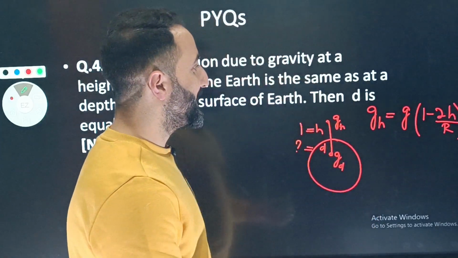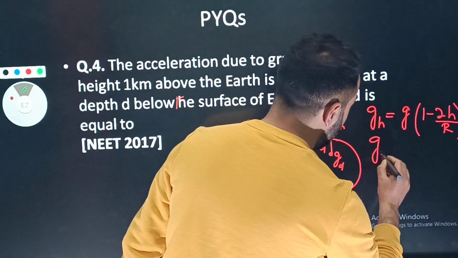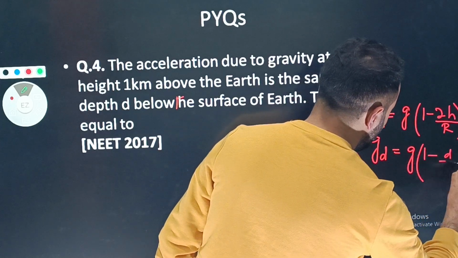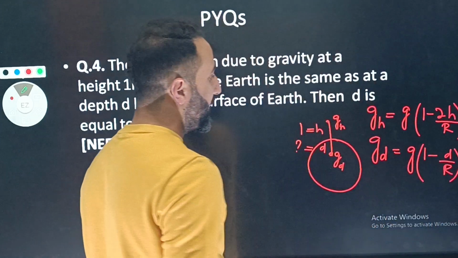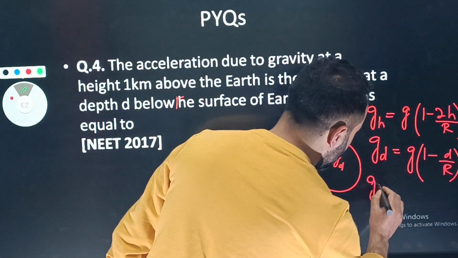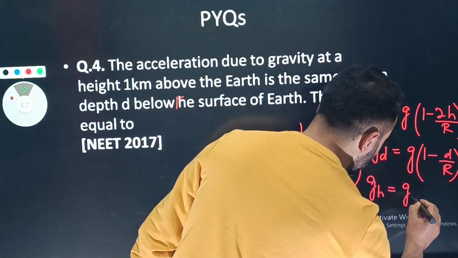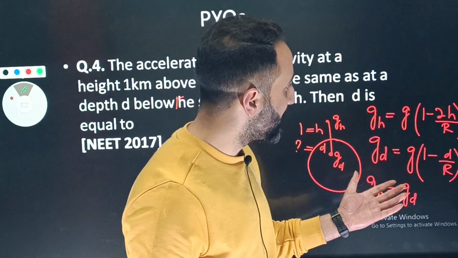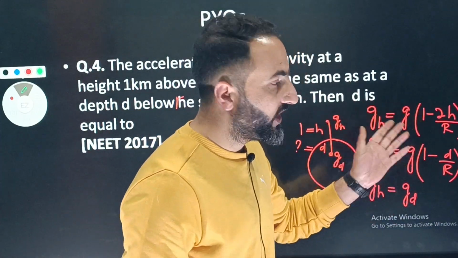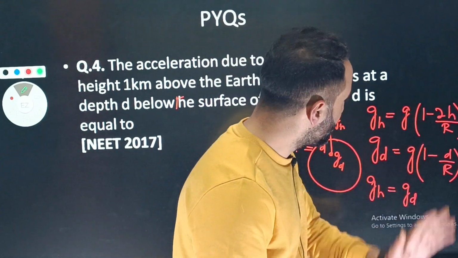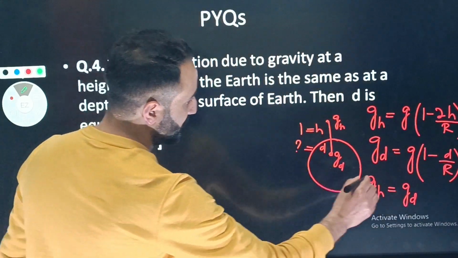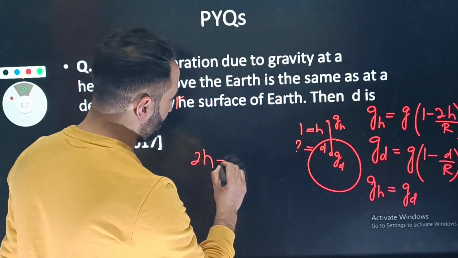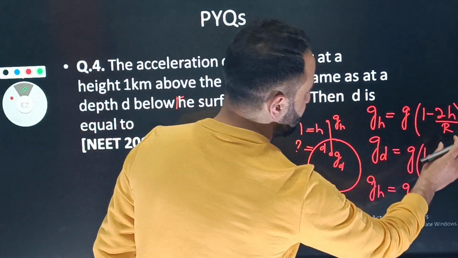Then the acceleration due to gravity with the depth varies by the equation g into 1 minus d divided by r. Now what is given to you is that gh is equal to gd. If we equate these two terms, first of all g and g will cancel, r and r will cancel, 1 and 1 will cancel. So straight away you can write d is equal to 2h. This implies that d is equal to 2h, or 2h is equal to d.